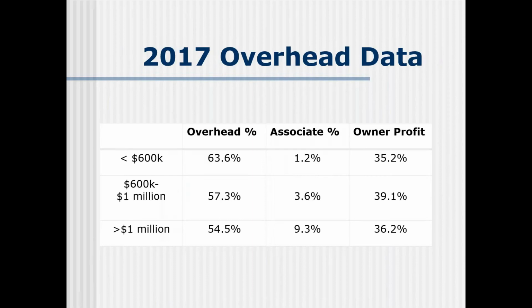Okay, and then just to look at one more piece of information, the smaller practices ran at, as I said, 63.6% was their overhead. They paid 1.2% on average to associates. So the smaller practices made 35.2% of each dollar collected. The $1 million practices, the mid-sized practices paid 57.3% of their collections on overhead, 3.6% on associates. So they made 39.1%. And the larger practices is 54.5%. They paid more on average for their associates because they're bigger practices and they need associates to do the work. So they paid 9.3% of their collections on average to the associates. So they made 36.2%. So the mid-sized practices had the highest profit to the owner, but the largest practices had the largest dollar profit per owner.